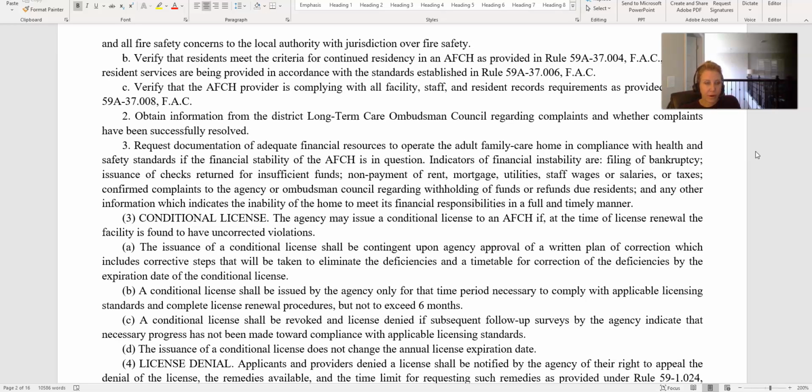They're going to verify the AFCH provider is complying with all facility, staff, and resident records requirements. So that's going to make sure that you have all your training in place, all your TB tests, background screening, applications, your files are going to be complete. So I definitely recommend doing an audit of those every month, making sure that something doesn't fall behind. Number 2, obtain information from the district long-term care ombudsman council regarding complaints and whether complaints have been successfully resolved.